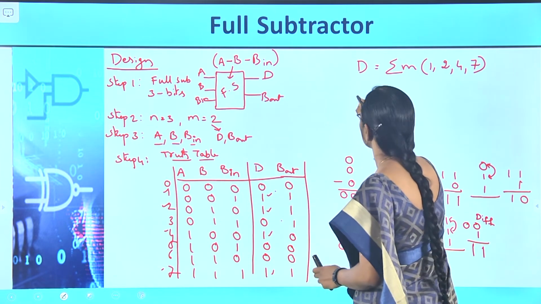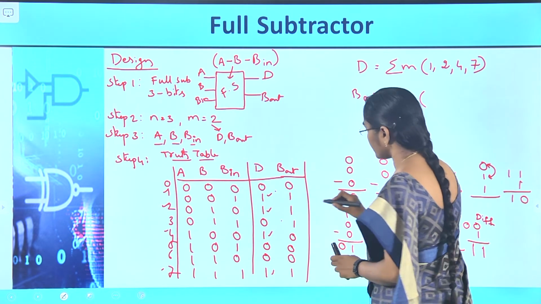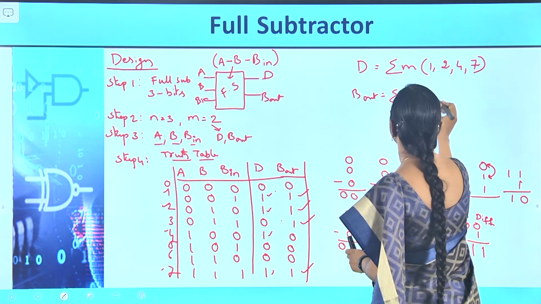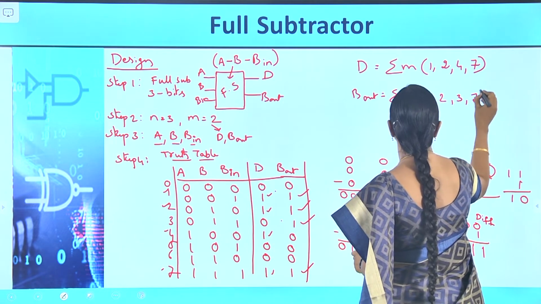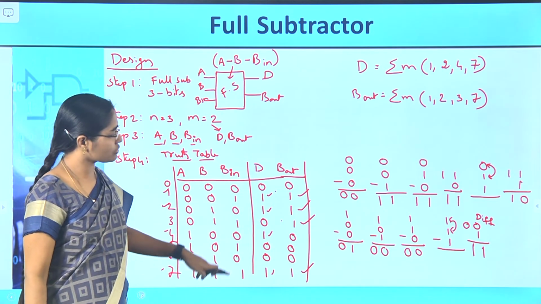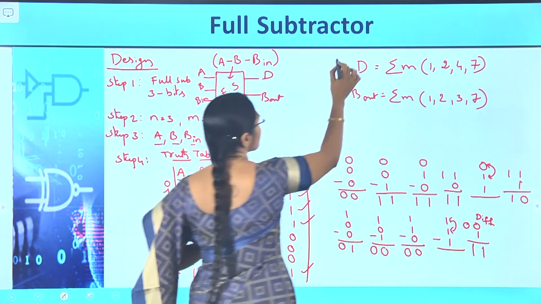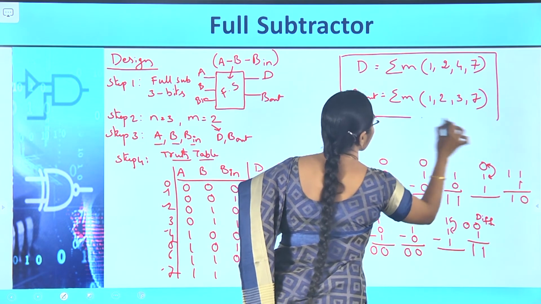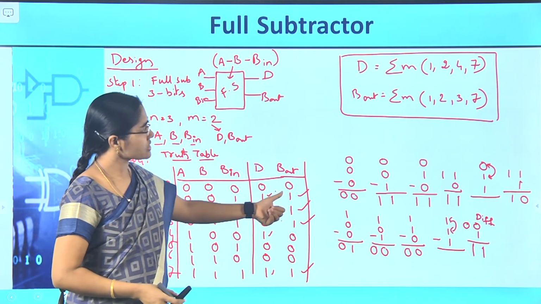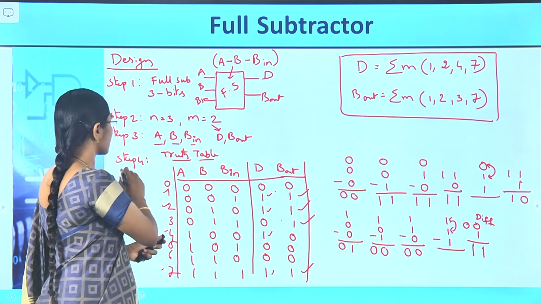Similarly, write the borrow out. Borrow out expression as sigma m of, what are the min terms present here? 1, 2, 3 and 7. From this truth table, the difference and borrow out, if those are written in SOP, these two are the expressions. Okay, SOP representation sigma m of 1, 2, 4, 7 and borrow out is sigma m of 1, 2, 3 and 7. Okay, this is the step 4.